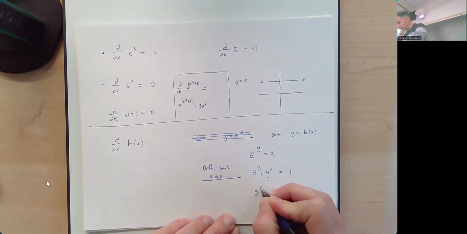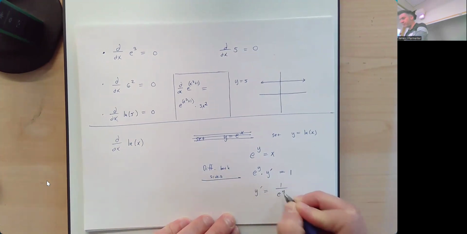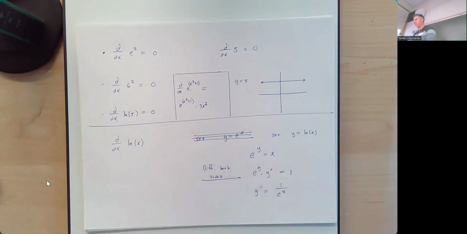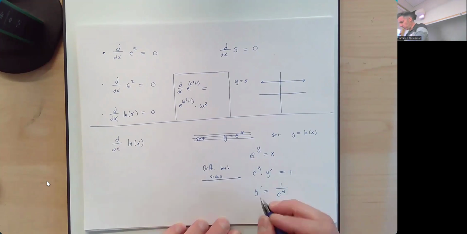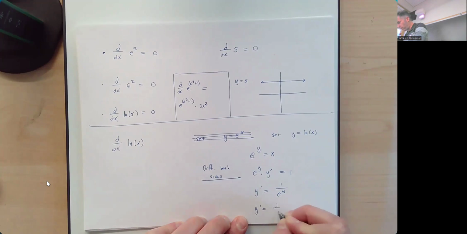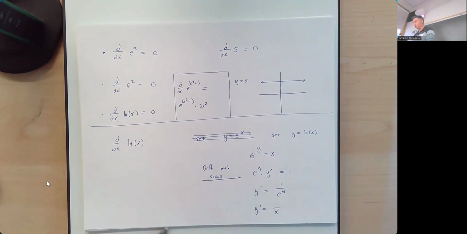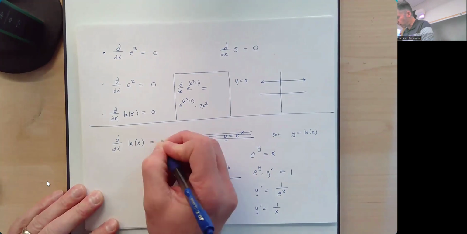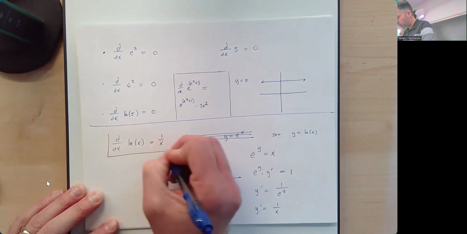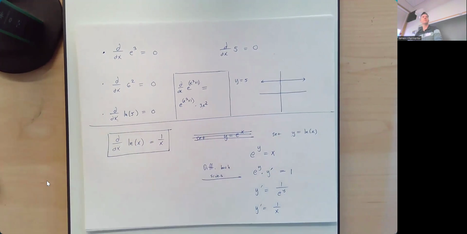Okay, let's solve for y prime. So y prime is going to equal 1 over e to the y. But somewhere on this page, I have written down that e to the y is equal to a thing. What is e to the y equal to? x. So it's really the case that y prime is equal to 1 over x. Or in other words, the derivative of y equals natural log of x is y prime equals 1 over x. So the derivative of the natural log of x is 1 over x. Cool.